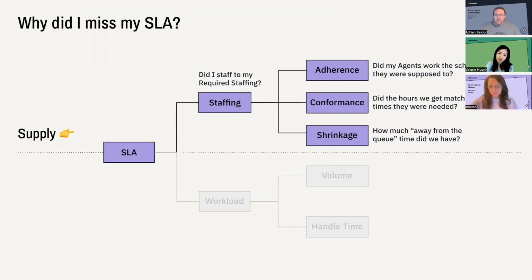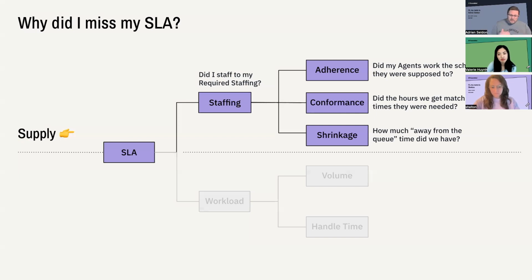Conformance. Did we get the hours to match the times that were needed? This is not the most looked at metric because it is a little bit harder to dig into. If somebody was supposed to work 6 hours out of the day, but their 6 hours completely don't match their schedule, not only is that an adherence hit, they may have conformed to the amount of hours they were supposed to give, but they didn't give them when they were supposed to. So it's a counterpart to your adherence here.